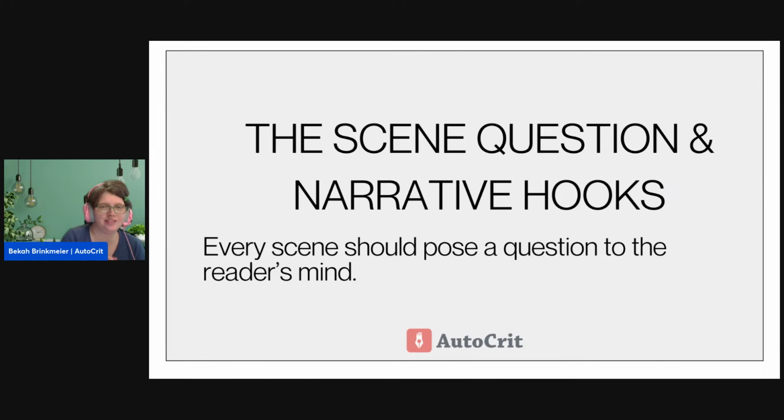Next, we have the scene question and narrative hooks. So every scene should pose a question in the reader's mind. This is usually like, will the protagonist achieve blank? By posing this question early in the scene, you're creating a narrative hook that keeps the reader turning pages to find the answer. The answer shouldn't be revealed until the very end of the scene.